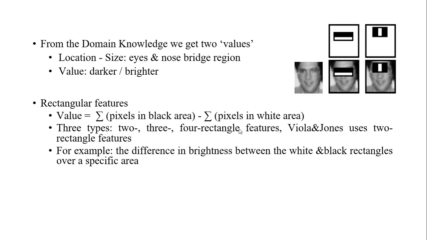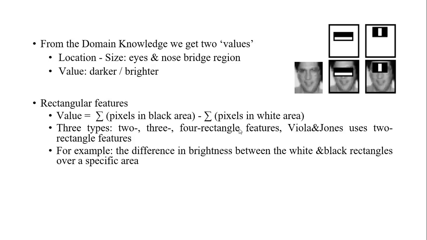Now, coming to rectangular features. Rectangular features are very ideal for the calculation of an integral image. Now, how do we calculate these rectangular features? It is simple. It is the difference between the sum of all the pixels in the black area and the sum of all the pixels in the white area. There are generally three forms of rectangular features. There are two rectangular features, three rectangular features, and four rectangular features.